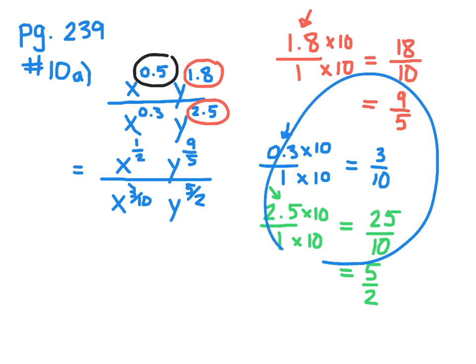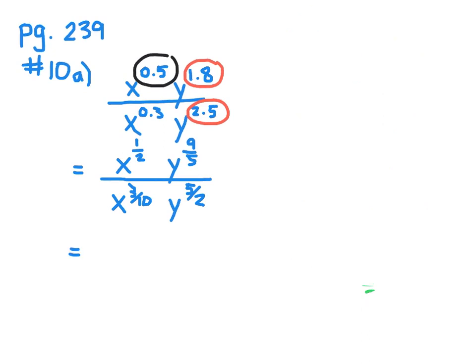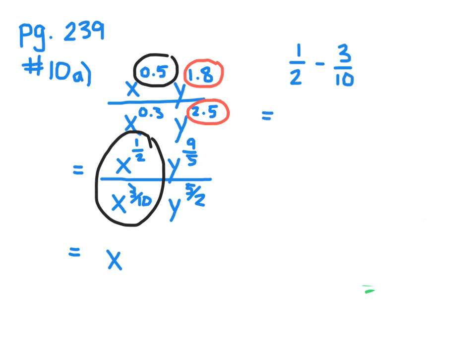I'm going to erase all this stuff over here. And now continuing this, I can actually do the division between these two things right here, because that is a division between two bases that are the same. So to divide, I would write the base as x, and I would subtract the exponents. So I'm going to take the first exponent, which is a half, and subtract the second exponent, which is 3 over 10. Now, in order to subtract fractions, you can either use the fraction button on your calculator, if you know how to use that. And I'll put a video on that later.